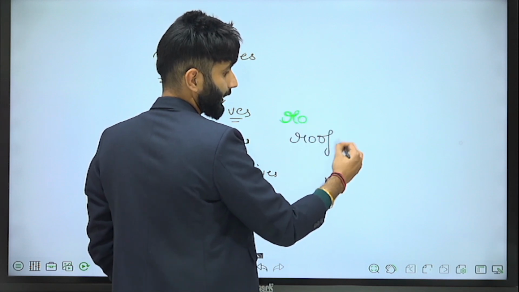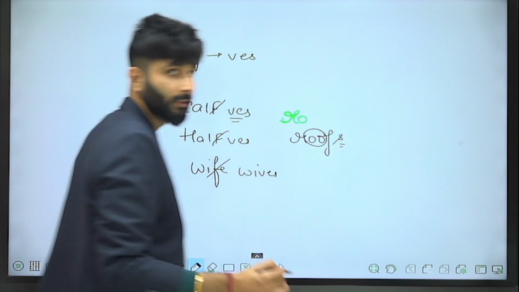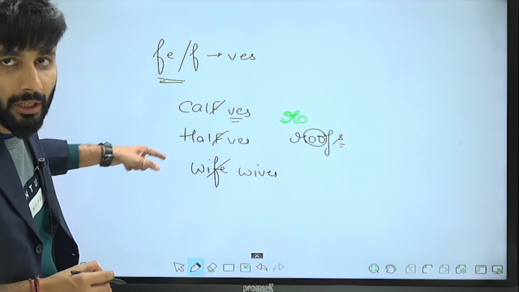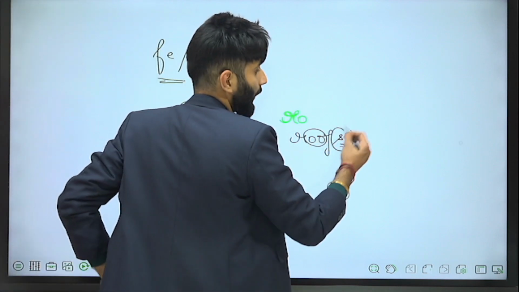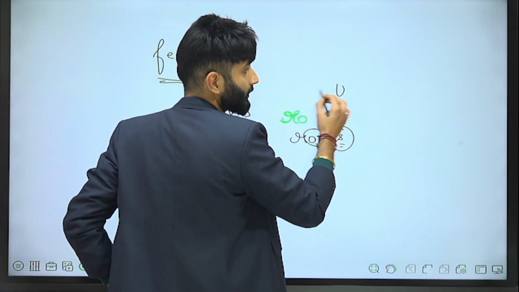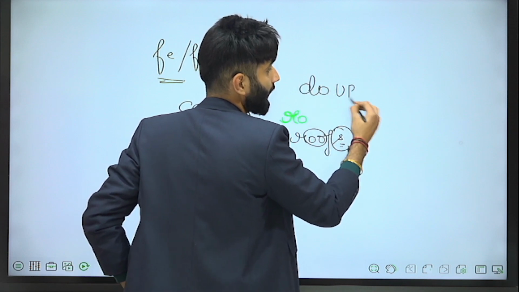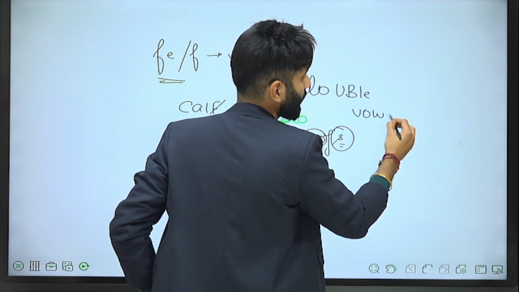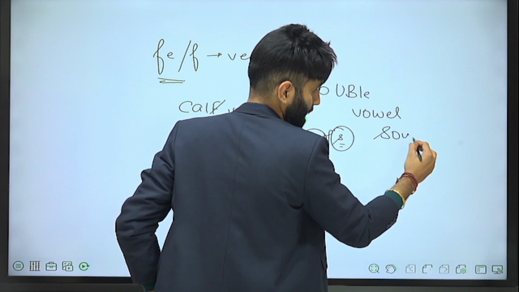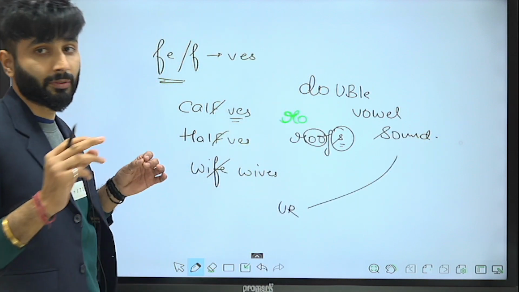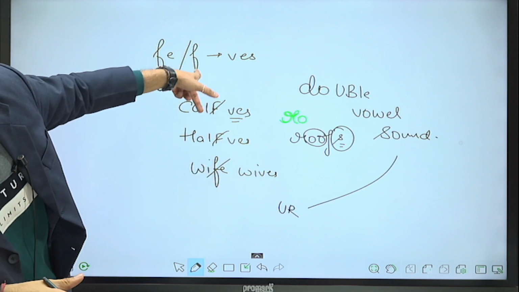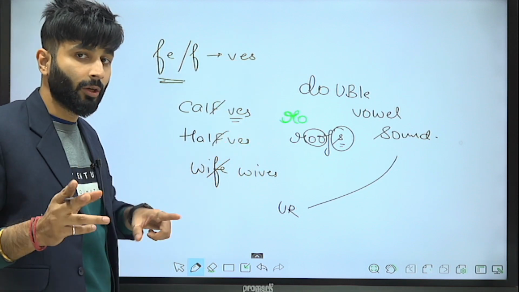Similarly, an exception over here is talk about the word roof. Roof takes roofs because we've got a double vowel sound. When you talk about a double vowel sound, it always takes S when it is preceded by a double vowel. The second part, which is very clear again. So these are the things that can be logically retrieved.